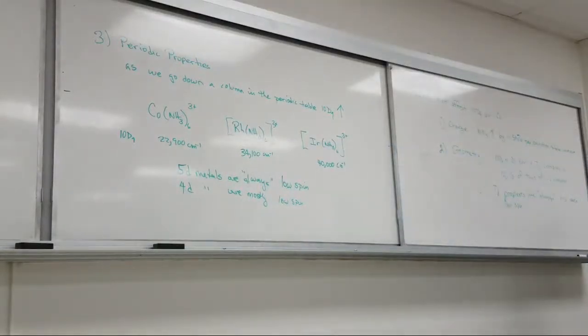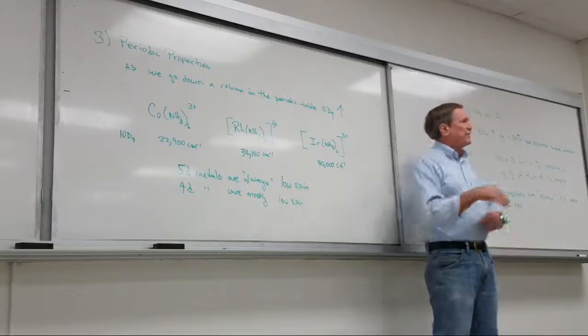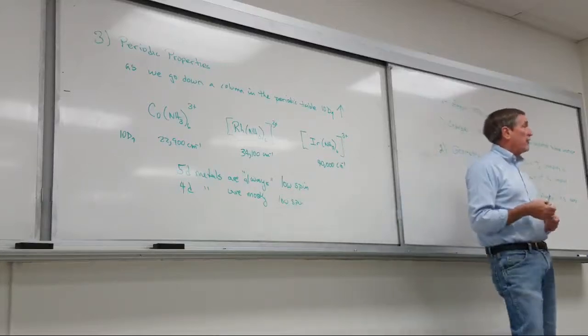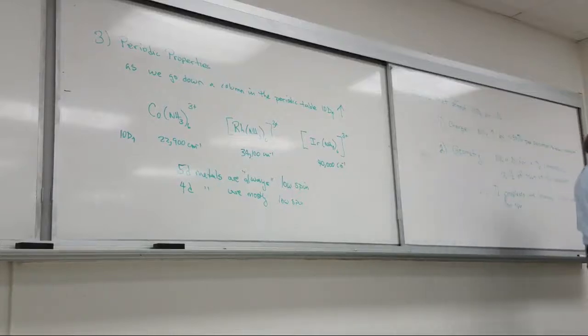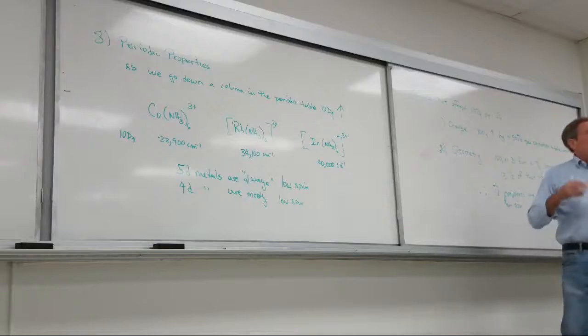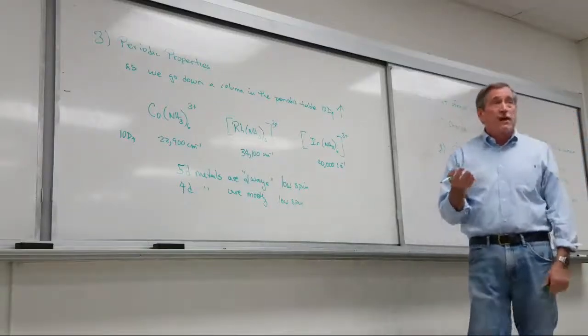is in the 3d level, okay? In the 3d level, we can have either one of them. That's going to depend on these other factors that we talked about. By the time you start getting into the 4d level or the 5d level, 10Dq is sufficiently large that it's almost always bigger than the pairing energy, and therefore we almost always have only low spin complexes.